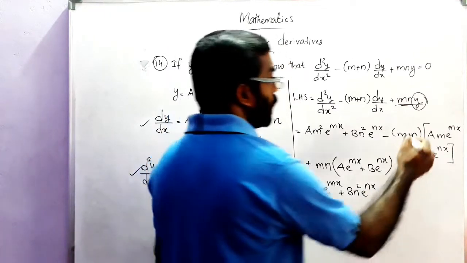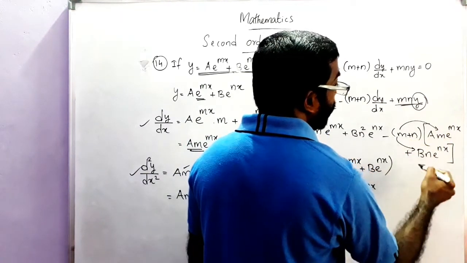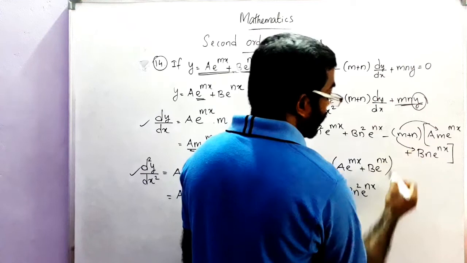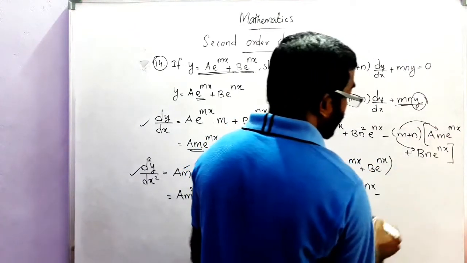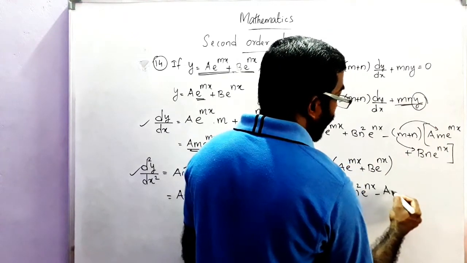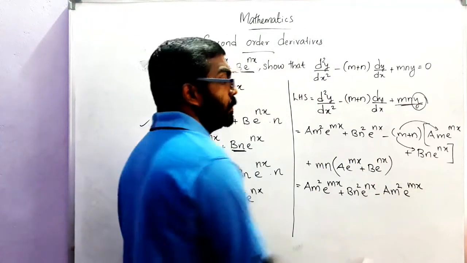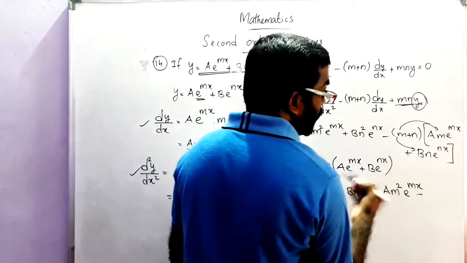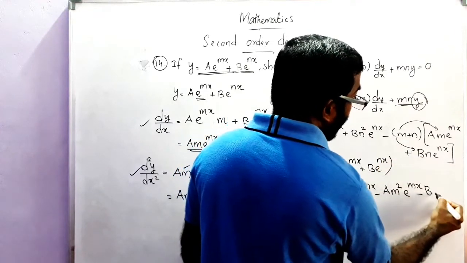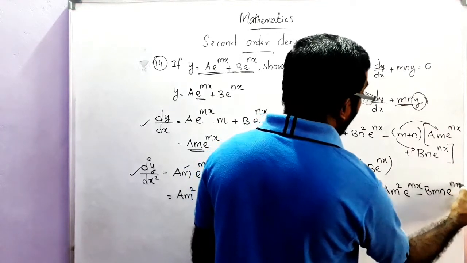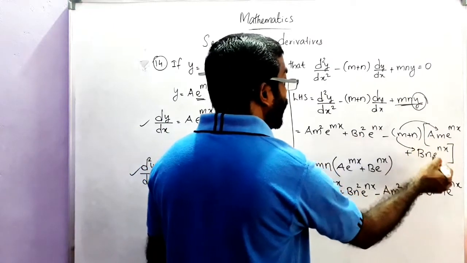Here we can multiply and remove the bracket, m into first term and m into the second term. Here a minus sign is there, so minus of m a m e^(mx), that we can write as a m² e^(mx). The second term, minus m b n e^(nx), that is b mn e^(nx). Clear?